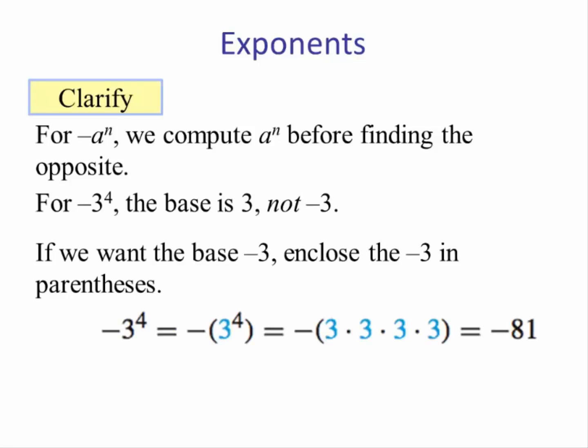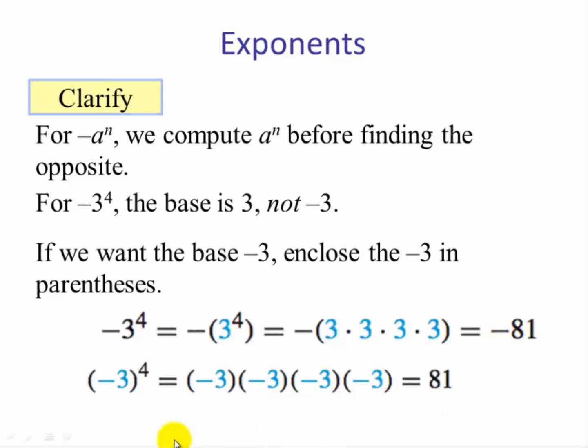Let's look at an example. In this case, 3 is our base. We raise that to the fourth power, and then we multiply it by negative 1. Now if we want the base to be negative 3, we put it inside parentheses, and that's what gets multiplied 4 times. A negative times a negative is a positive, times another negative is negative, times another negative becomes positive. So the answer is a positive 81.